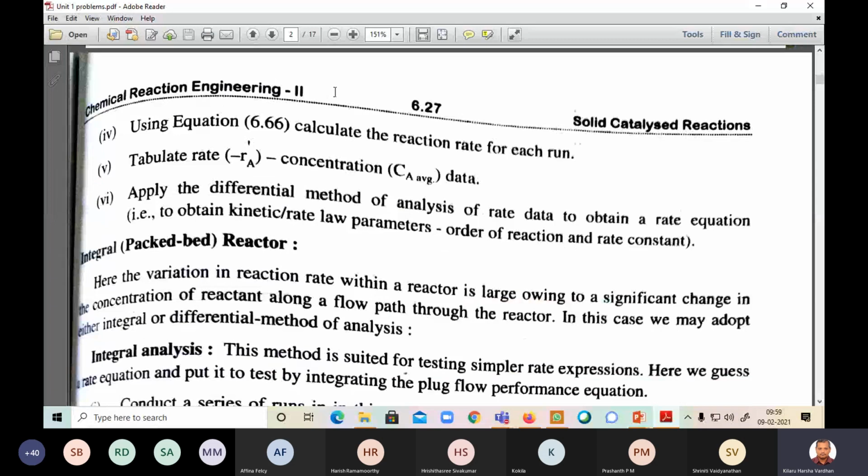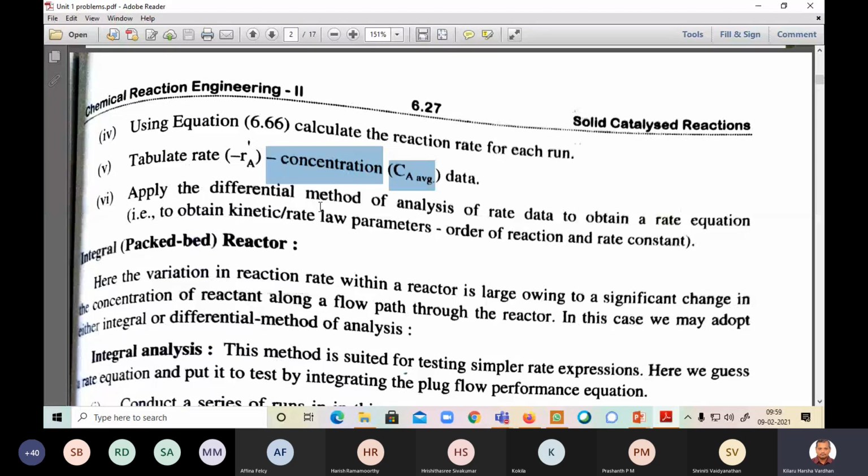There are two methods, right? The integral method and the differential method. In the integral method, you assume some order and then try to fix the parameters. Whereas in the differential method, you plot minus Ra versus concentration data and apply the differential method of analysis of rate to determine the rate equation. If all the points follow it, then whatever rate you assumed is correct. Otherwise, you fix it with some other form.